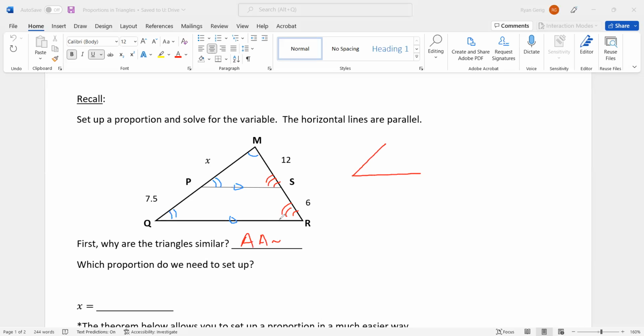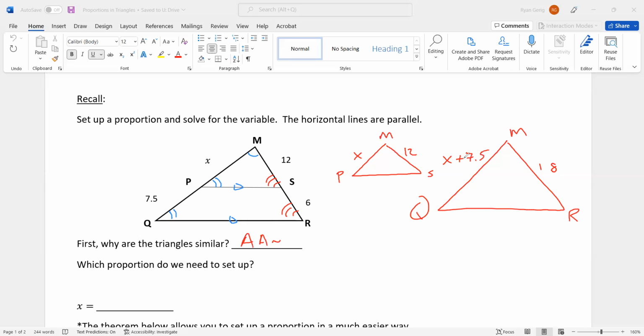I'm going to go ahead and redraw these. And then MQR. And we've got MP is X. MS is 12, MR is 18, 12 plus 6, MQ is X plus 7.5. Okay, and we know angle M is congruent to angle M, and we know angle P is congruent to angle Q. That's all we really need, that's angle-angle similarity. But we also know angle S is congruent to angle R, okay?